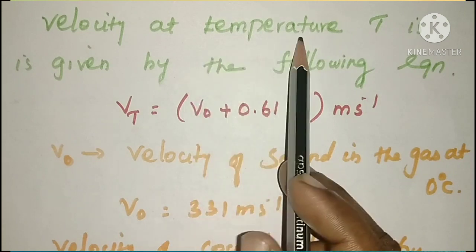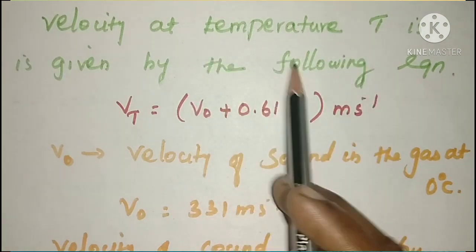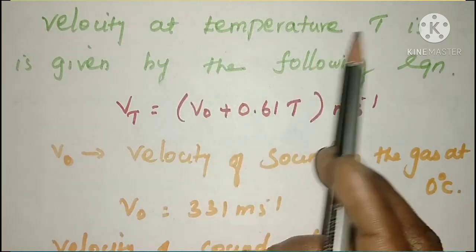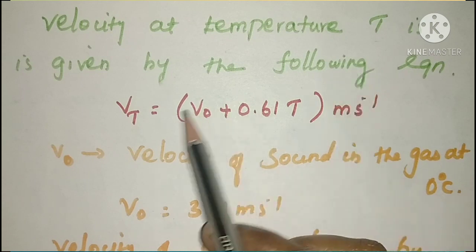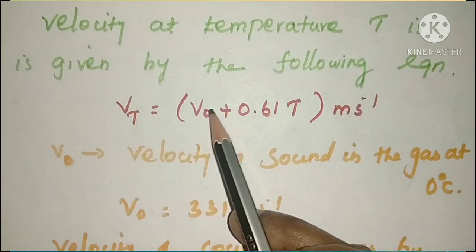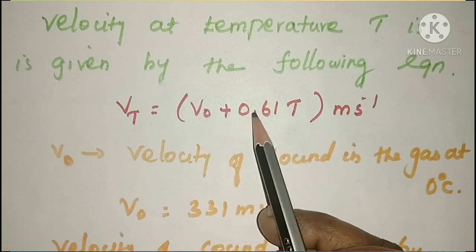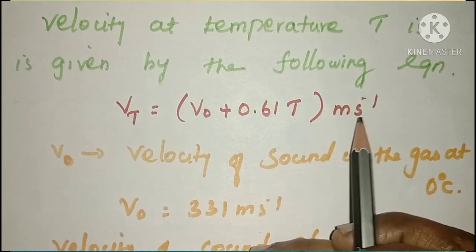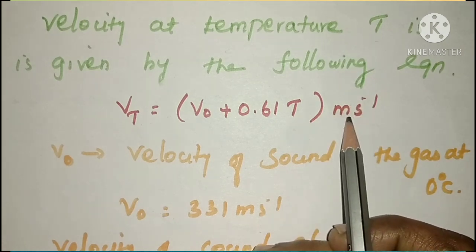The velocity at a temperature T is given by, okay, at a given temperature, how will you calculate the velocity? If T is the temperature, how can we calculate the velocity of sound? The velocity at a particular temperature, Vt, is equal to V0 plus 0.61 T, in meters per second, m s^-1. You all know that this is the unit of velocity.